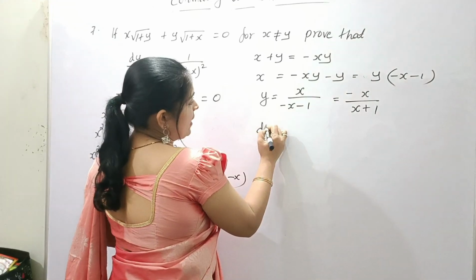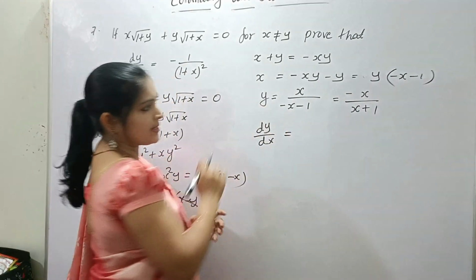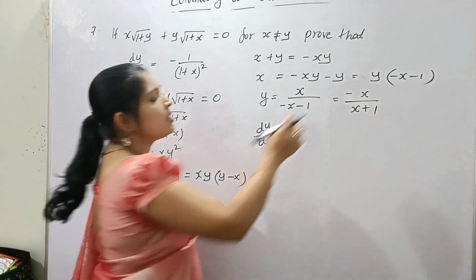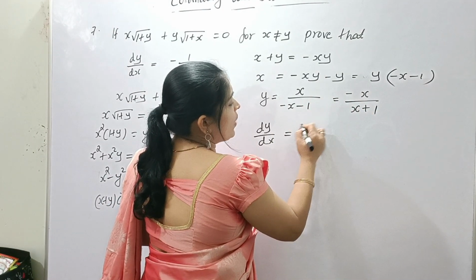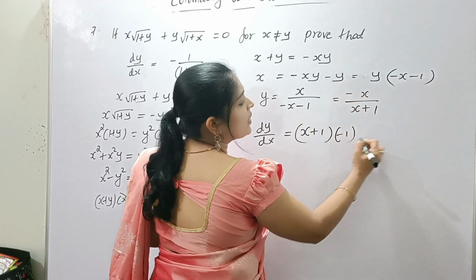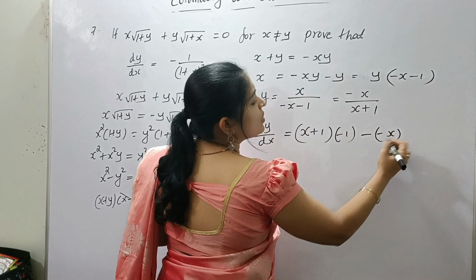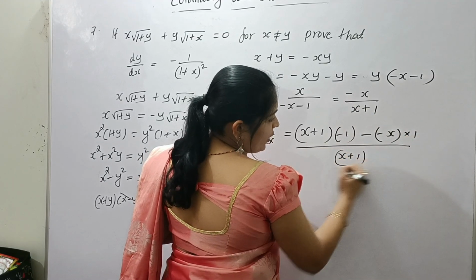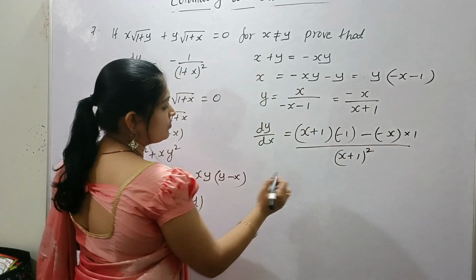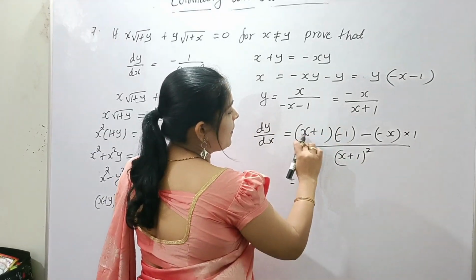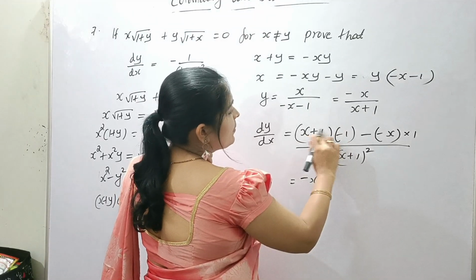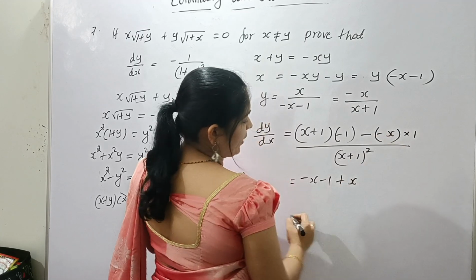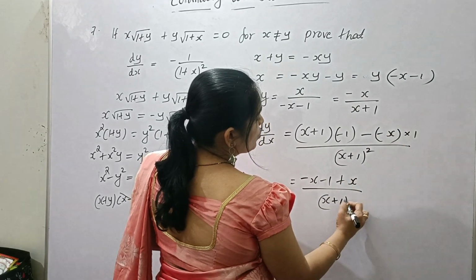So what is dy by dx? Now let's differentiate it with respect to x. Okay, it is in the form of u by v. Apply quotient rule. Denominator into derivative of numerator, that is x plus 1 into derivative of minus x, which is minus 1, minus x into derivative of x plus 1, which is 1, divided by square of denominator, that is x plus 1 square. That is equal to minus x plus 1 minus x, divided by x plus 1 whole square.